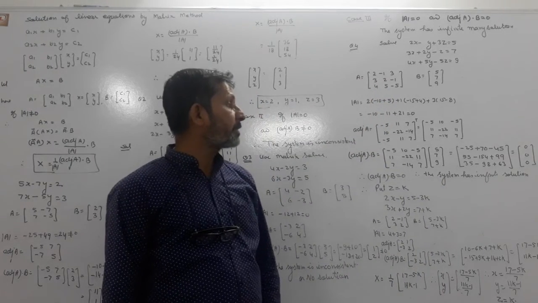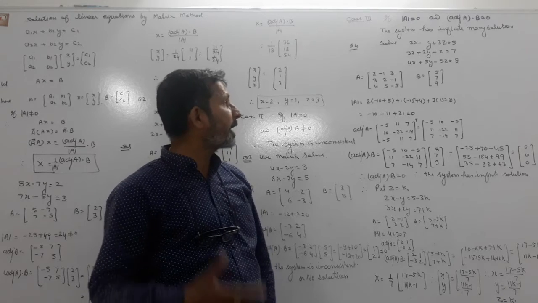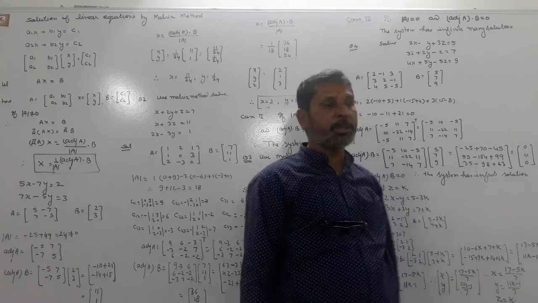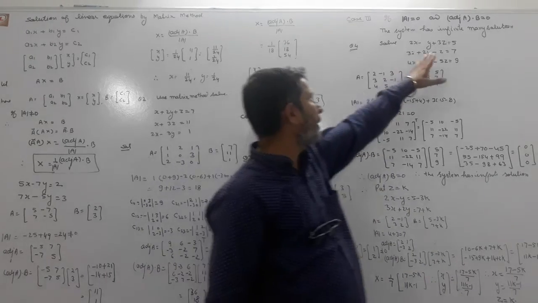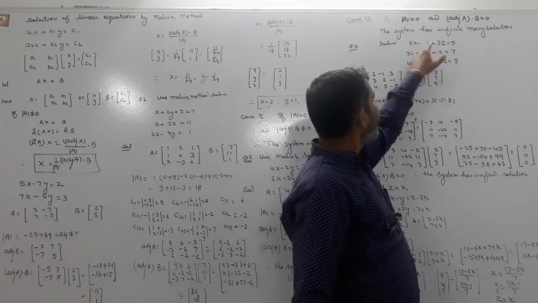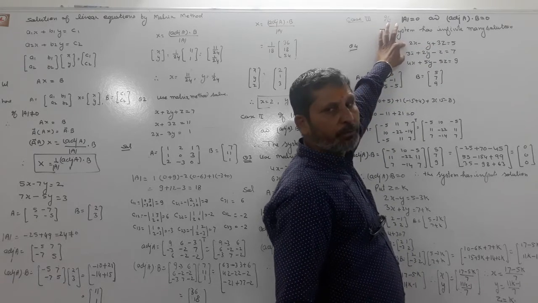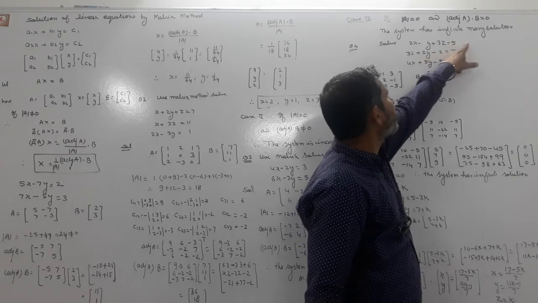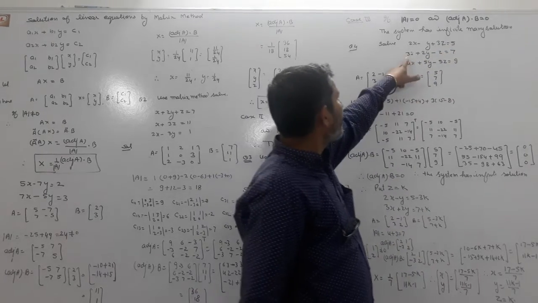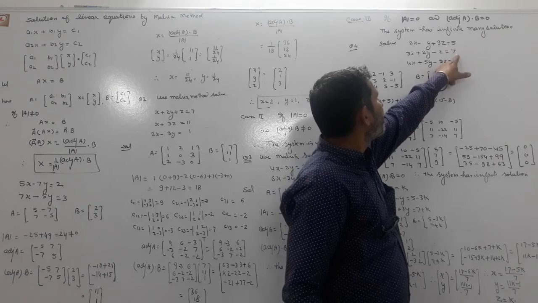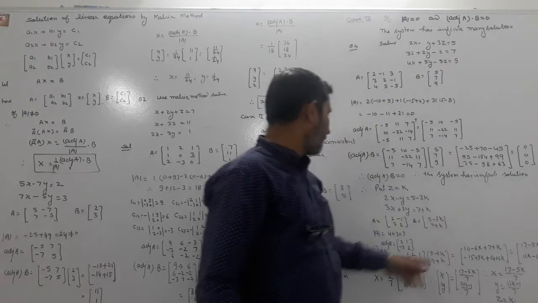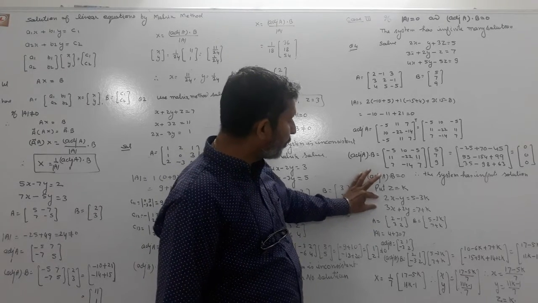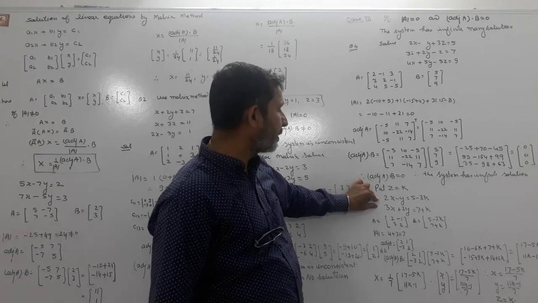In case of infinitely many solutions, we suppose any one variable out of these three, either x or y or z, equals a constant. So let me suppose that z equals k. Now we take any two equations out of these three. Therefore 2x minus y equals 5 minus 3k, and 3x plus 2y equals 7 plus k. Now we see these are linear equations of two variables. Now we solve these two equations for x and y.